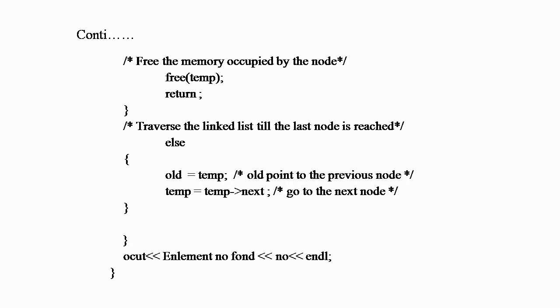Another statement is old = temp, where old points to the previous node. Then temp = temp->next; go to the next node, curly braces closed. Another curly braces closed. Then cout: element not found, that is a number and l.